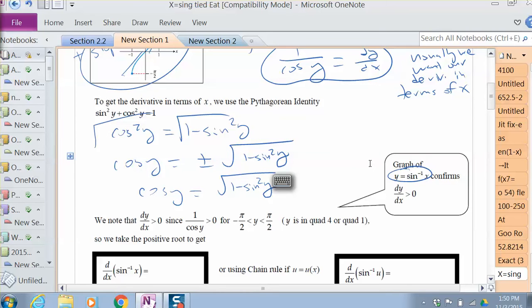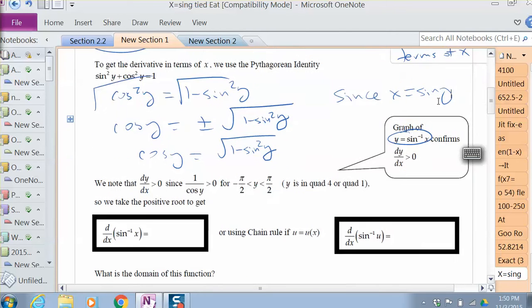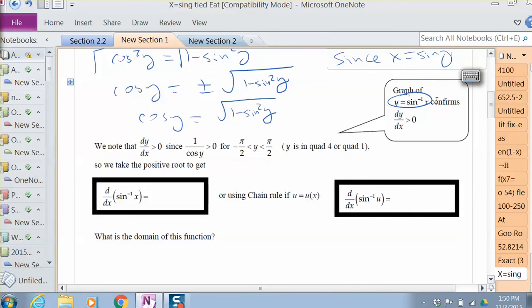And since x equaled sine y, we could safely say that's the same thing as root 1 minus x squared. So the derivative of inverse sine, instead of 1 over cosine y, we can write as 1 over root 1 minus x squared. Now this is a must to know.